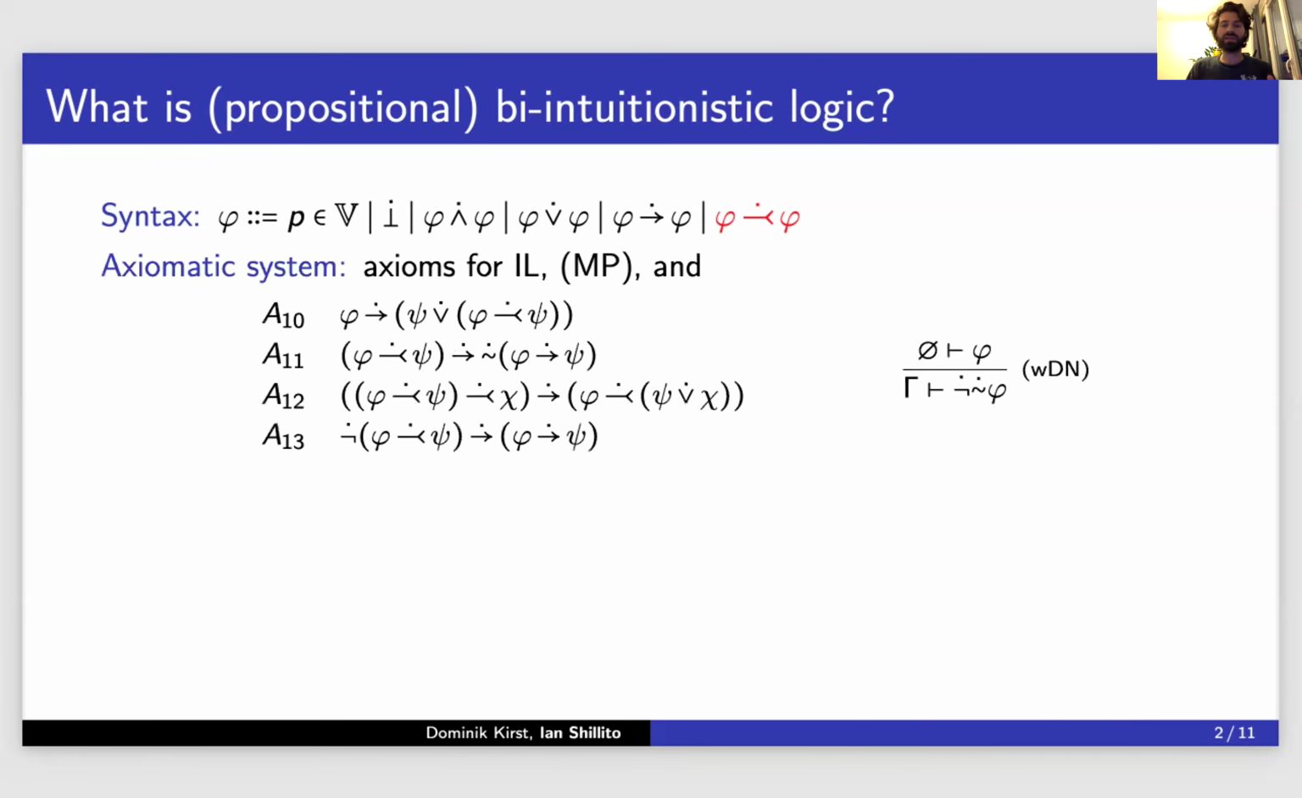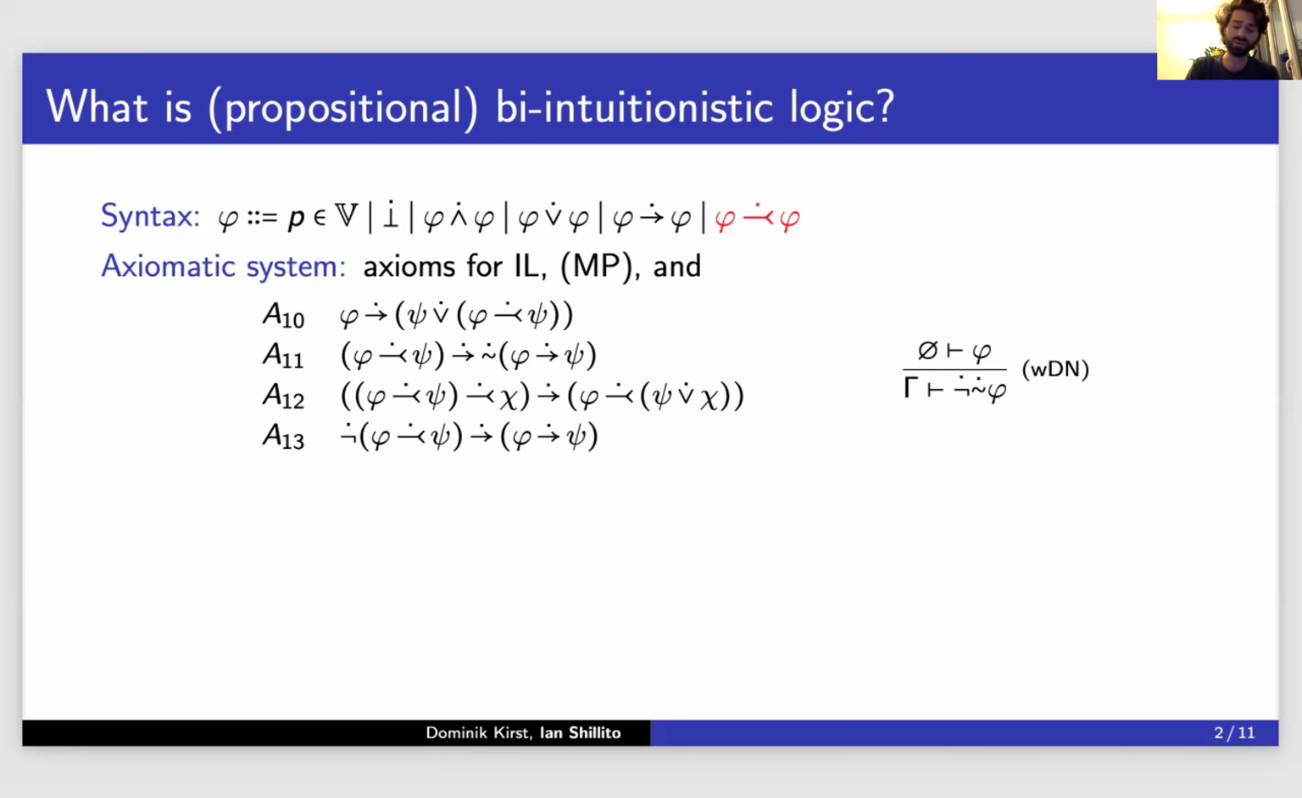And on the axiomatic side of things, you take an axiomatization plus the modus ponens rule for Int, and then you expand it with the axioms that are listed, as well as the rule that you must have already seen earlier today. These axioms are somehow the dualized properties of the implication, describing the behavior of the exclusion.